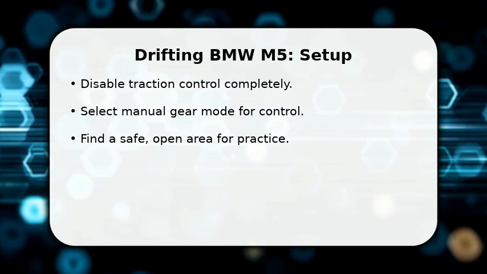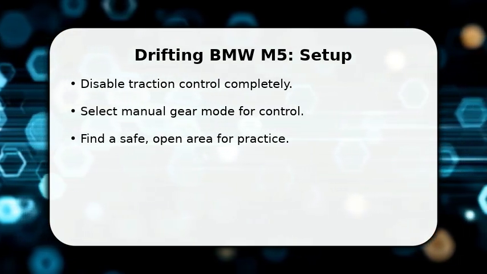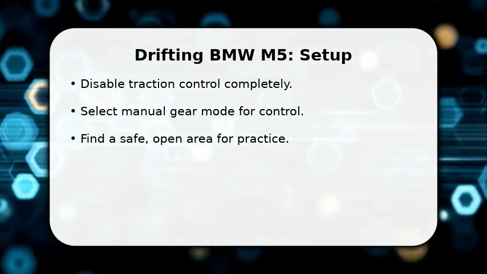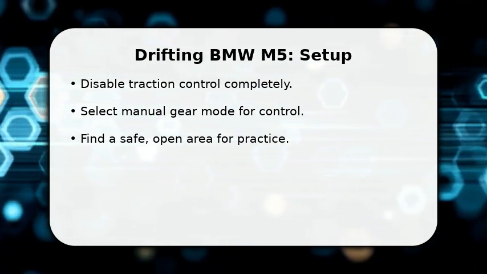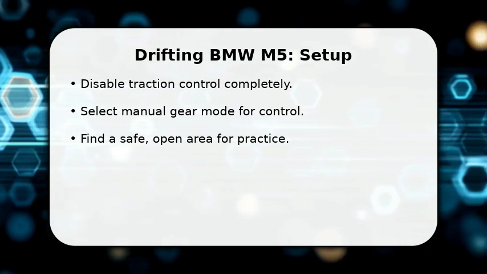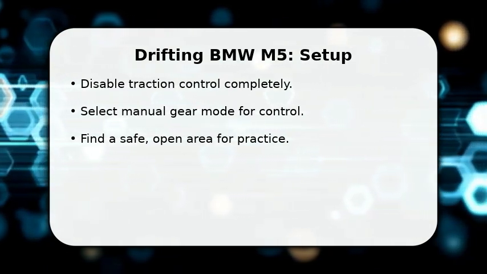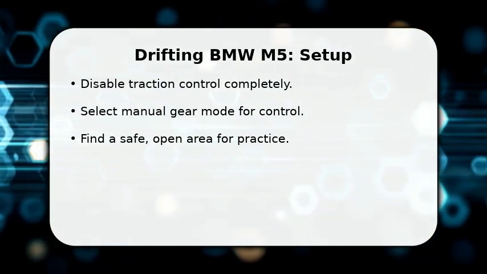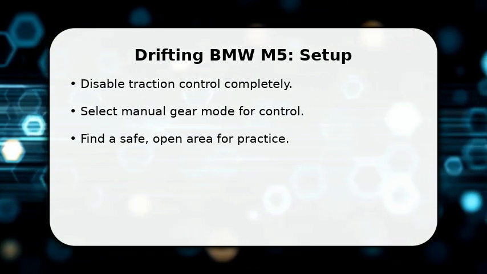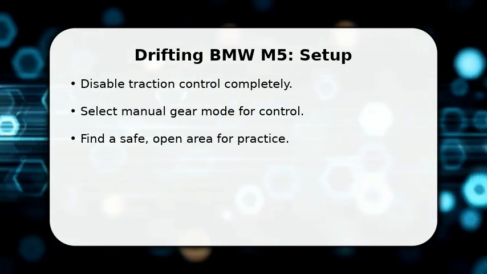In this video, I will explain how to drift with a BMW M5. First, completely disable traction control and dynamic stability control. This gives you full command. Next, switch to manual gear mode. This is crucial for precise power delivery. Always find a large, empty, and safe area to practice, and ensure your tires are in good condition.